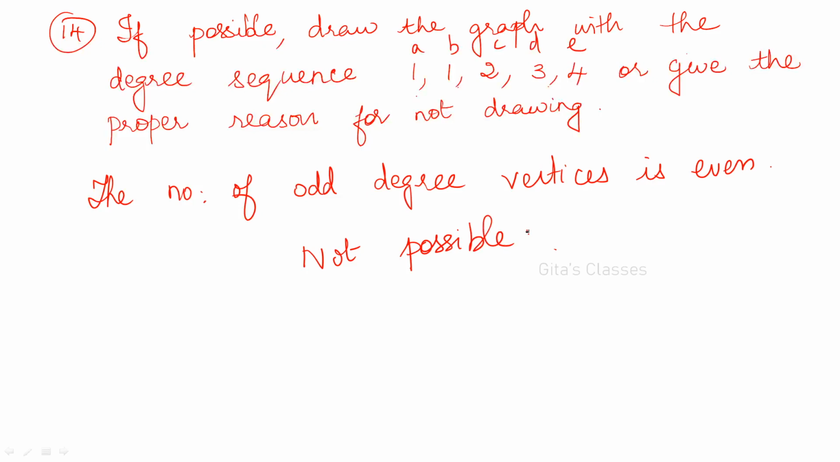Here the number of odd degree vertices is 3, which is not even, therefore it is not possible. You have to write the reason like that.